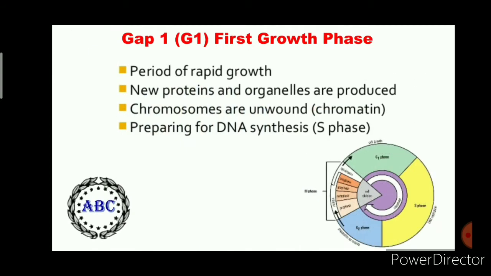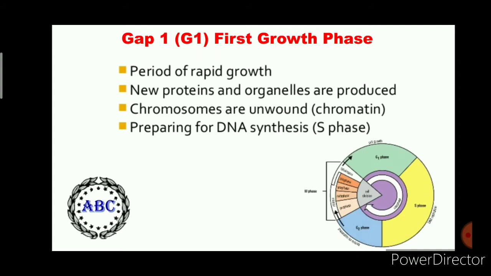Gap 1 or G1 is also called the first growth phase. It is a period of rapid growth. New proteins and organelles are produced during this phase. Chromosomes are unwound, that is, chromatin material is there, preparing for DNA synthesis, that is, it is a base for the synthesis phase. It begins at the completion of mitosis and cytokinesis and lasts until the beginning of S phase.